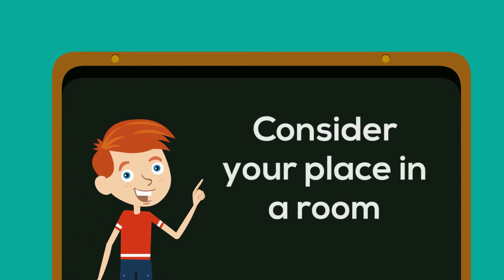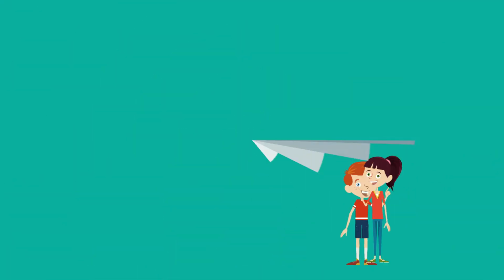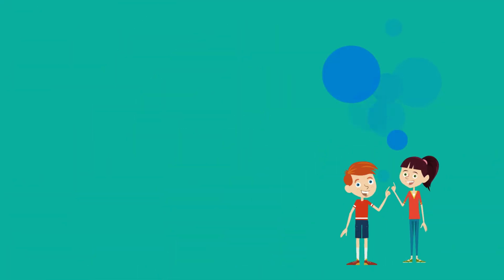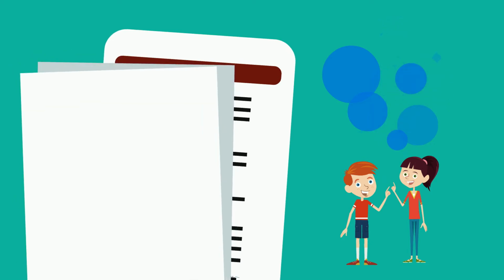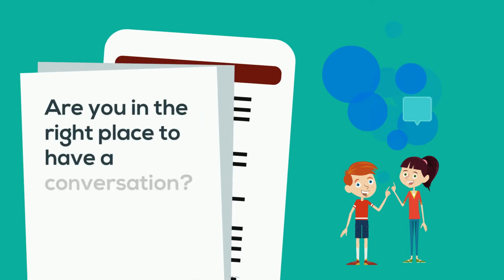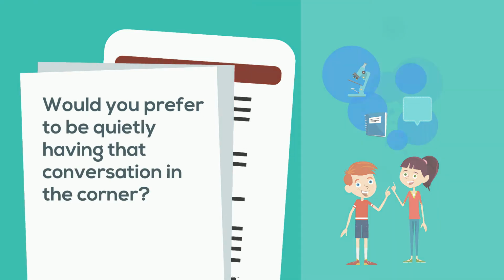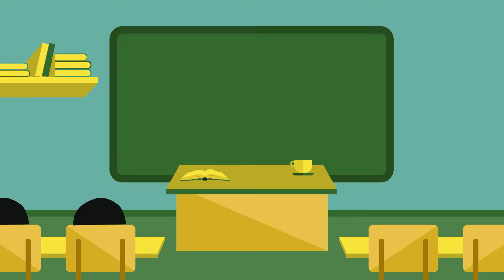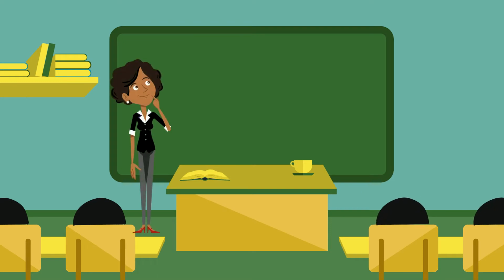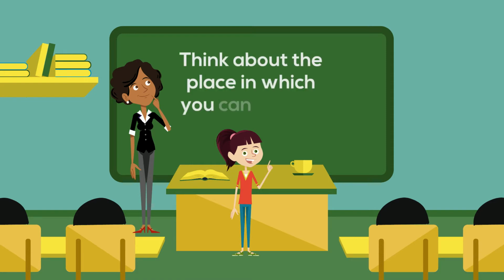Consider your place in the room. If you're in a situation where you're having a discussion with a student and you need to pick something up with them, are you in the right place to have a conversation? And by that I mean, if it's going to be something that is maybe more disciplinary in nature, would you prefer to be quietly having that conversation in the corner? If it's something to do with their academic progress, would you prefer that to be somewhere in the corner, maybe just shielded somewhat? Would you prefer it to be at the front of the class in front of everyone if you were extolling praise on a student? Think about the place in which you can do this.